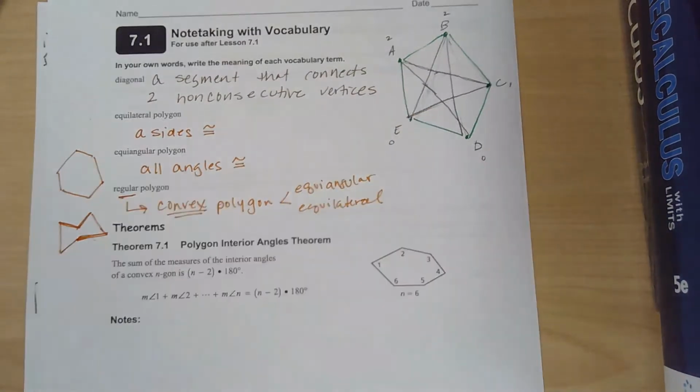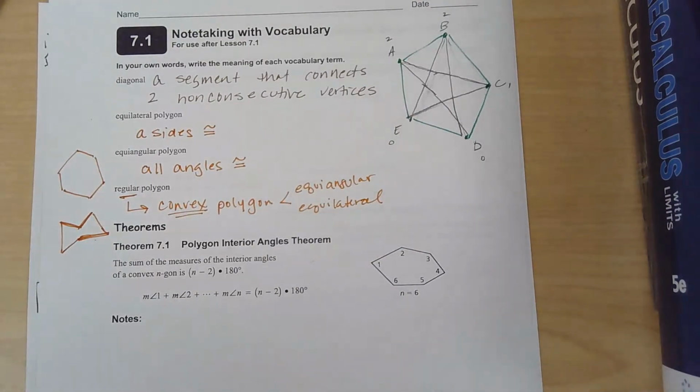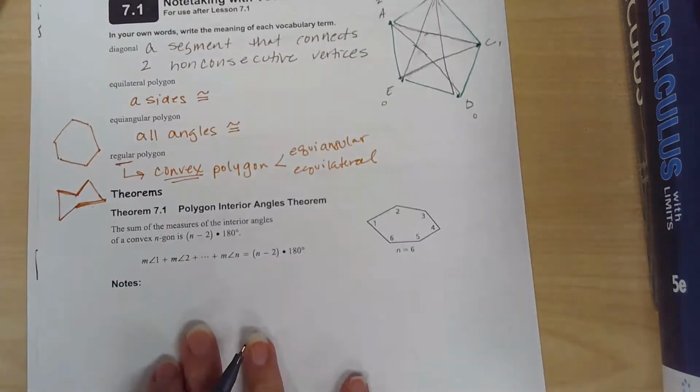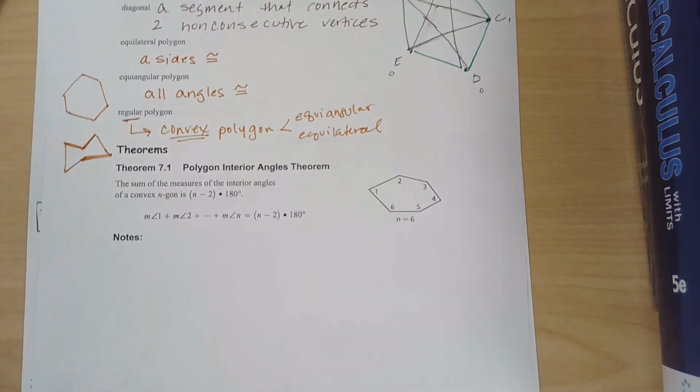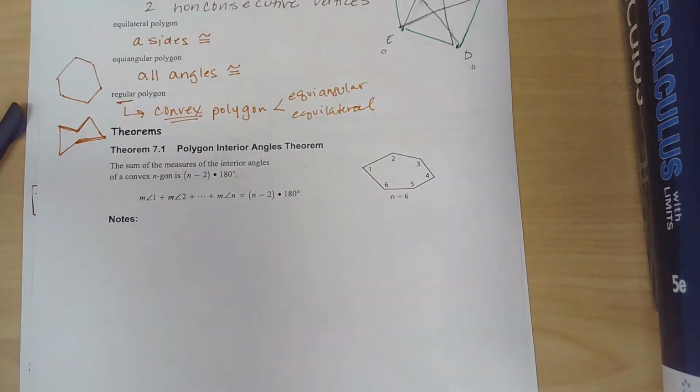All right, so again, thinking back, an equilateral triangle is also equal angular. That holds true if it's a regular polygon. A square is equal angular and equilateral. If you have a regular hexagon, it means all the angles are the same, all the sides are the same. All right, so let's talk about a couple different theorems.